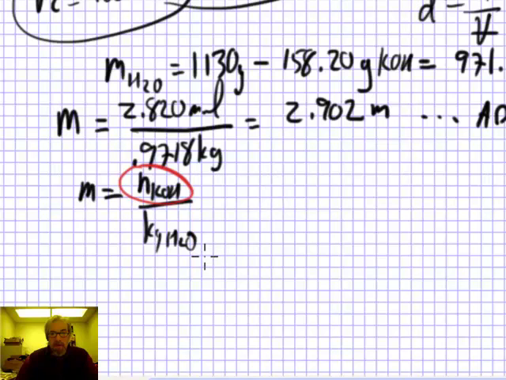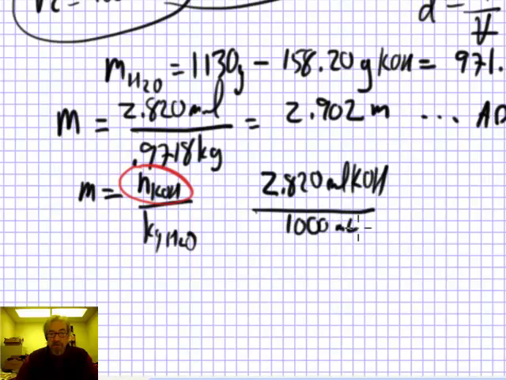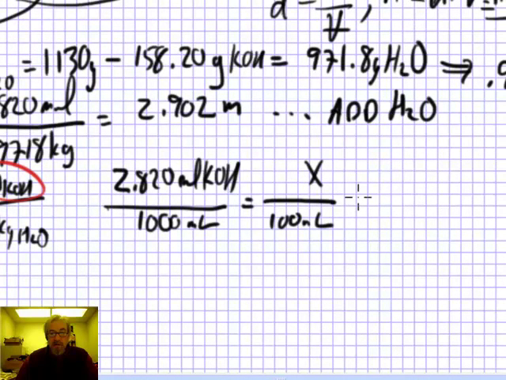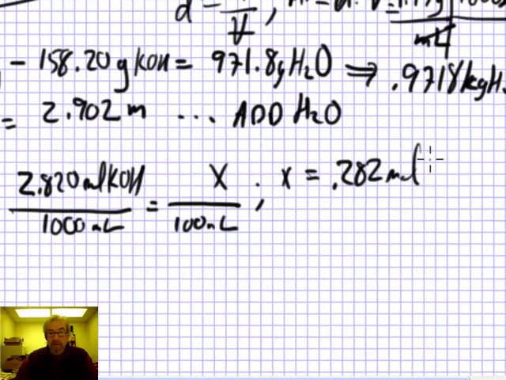Well, we have 100 milliliters of this solution, so let's first of all figure out how many moles of KOH really are in there. We know that there would be 2.820 moles of KOH in every liter of solution, or in every 1,000 milliliters. So in 100 milliliters, how many moles would be present? Well, it's 1/10 that amount. So 0.282 moles of KOH are in our 100 milliliter sample.